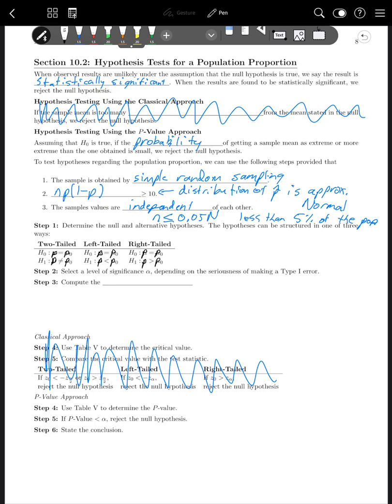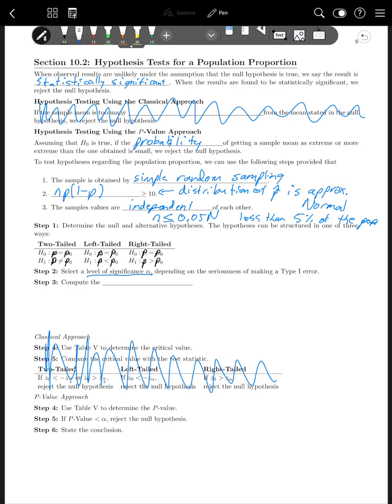So after you do this, before you do any testing of any kind, you want to select your level of significance alpha, depending on the seriousness of making a type 1 error. Remember, if it's a big problem if you reject the null hypothesis when it's actually true, you want to choose a very small value for your type 1 error.